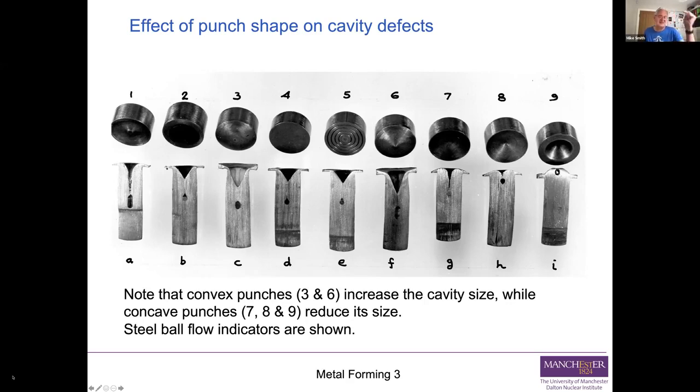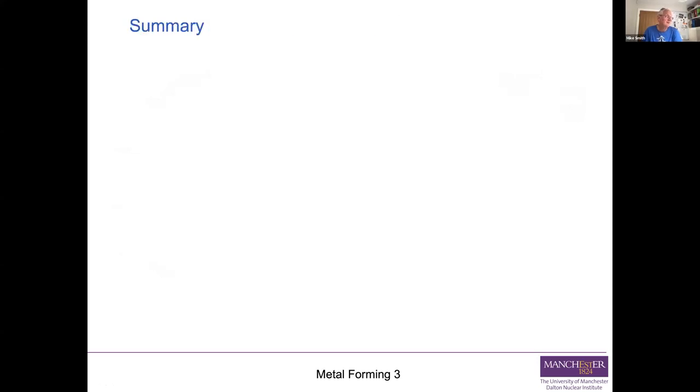They start off with a little steel ball embedded in the billet at the back. You can see that with the convex punches, that steel ball's gone an awful long way into the extrude when you stop. With the concave punches, the little steel ball's hardly moved, which is consistent with the fact you're not getting as much flow. You've managed to solve your problem of flow causing a cavity defect. So you can reduce the propensity for cavity defect formation by using a concave punch.